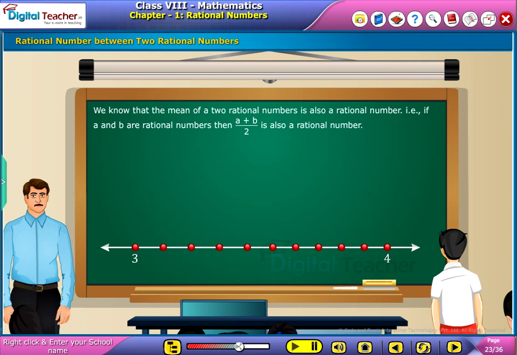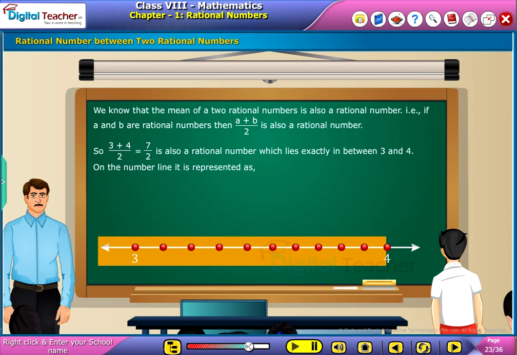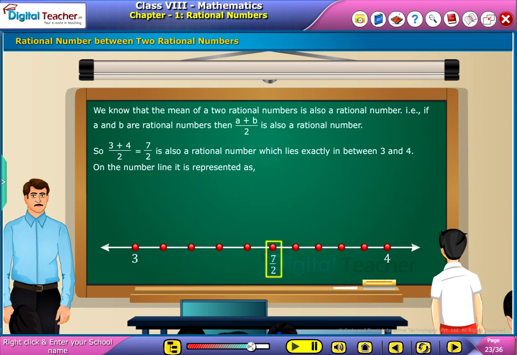Then a plus b by 2 is also a rational number. So 3 plus 4 by 2 is equal to 7 by 2, which is also a rational number that lies exactly in between 3 and 4. On the number line, it is represented as shown. It can be written as 3 less than 7 by 2 less than 4.